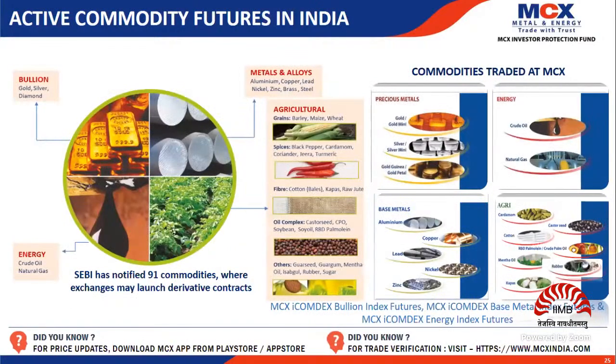Now let's see what commodities are available to trade. SEBI has already notified and identified some 90 plus commodities which the exchanges can launch. Out of that, we have not launched all; only a limited number of commodities have been launched in the exchange. That is 9 non-agri commodities and 4 agri commodities we have launched. So let's see what all the commodities are available.